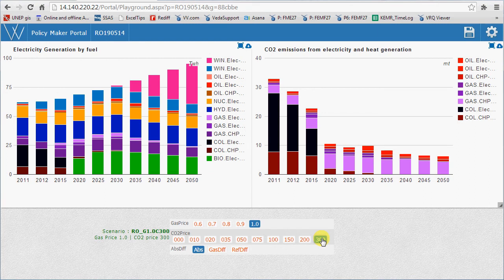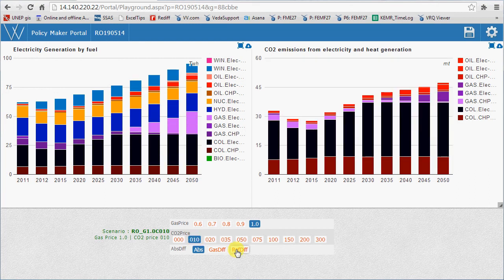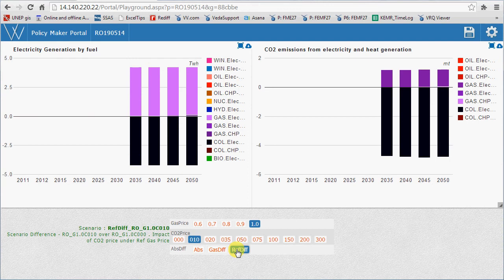Now this is good, but it can be made even better if we could see the substitutions more directly, right? Because here we had to guess that this is going out, that is coming in. So for that I have this button where instead of seeing the absolute values, you can see the difference from reference for any case. So for example, if we go to this view, which is $10 tax, and we now click on ref diff, now this is showing differences from reference. So we see that starting in year 2035, about 4 terawatt hours of coal electricity is replaced by new gas.